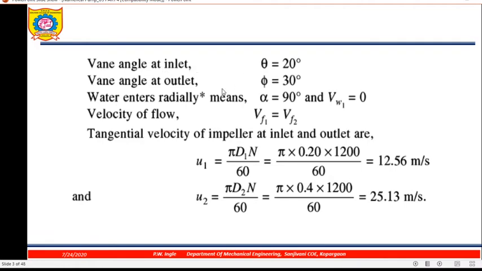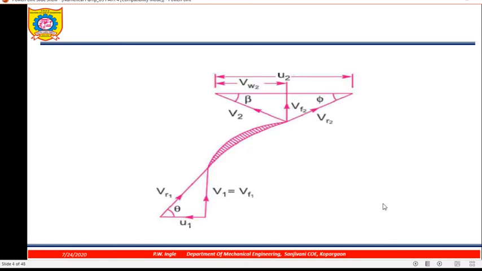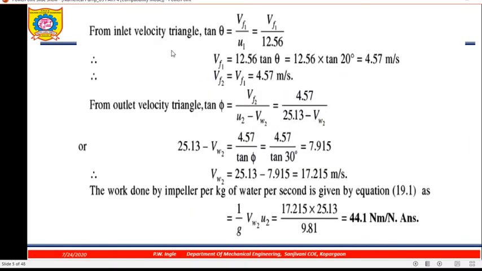Water enters radially, which means alpha is 90, Vw1 is 0, Vf1 equals Vf2. So tangential velocities at inlet and outlet you can calculate. U1 equals pi D1 N by 60, so you are getting 12.56 meter per second. Then U2 equals pi D2 N by 60, so you are getting 25.13 meter per second. This is the velocity triangle at inlet and outlet.